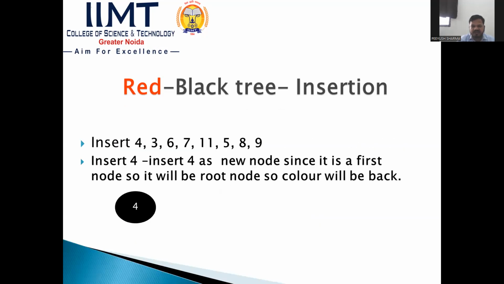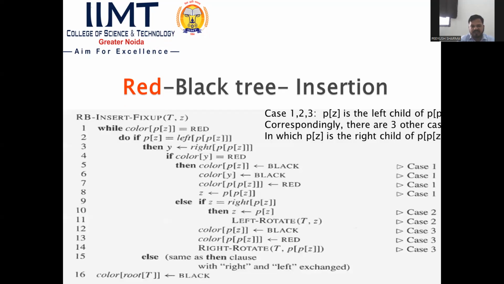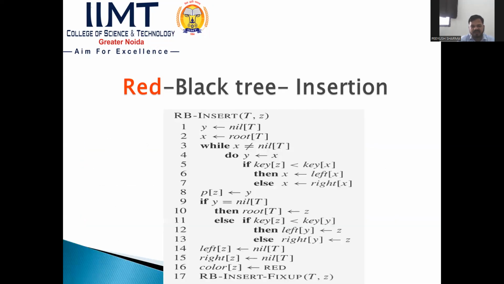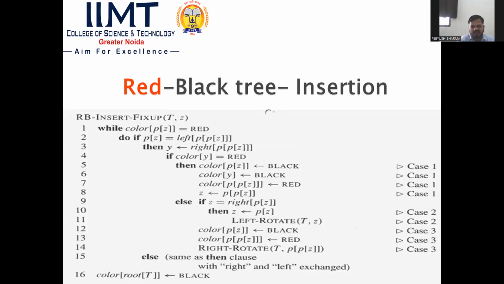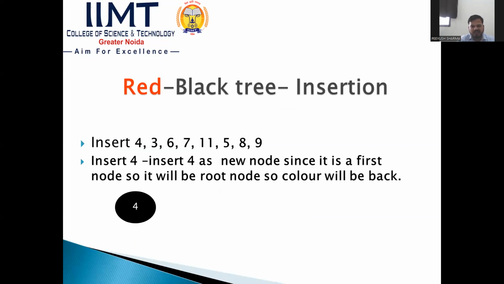Here is the algorithm of insertion. So let us see how insertion is performed in a Red-Black Tree. Here is the algorithm of this insertion, but I am not going through this algorithm. Let us go through some examples so that it will be clear. So here is some data. We have to insert 4, 3, 6, 7, 11, 5, 8 and 9.